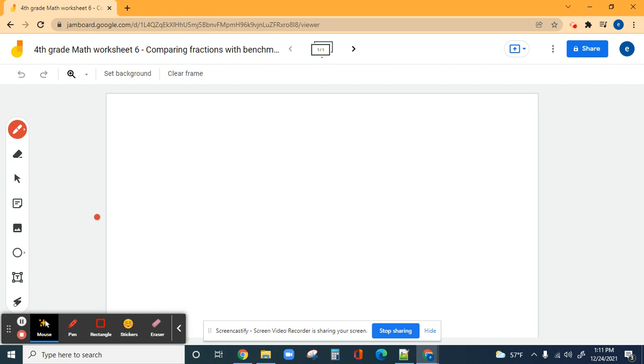We will be finding fractions using benchmarks. The benchmark is 1 by 2, and we're going to be comparing benchmarks with fractions. So the first one is 3 by 8 and 1 by 2. Here, we should not draw 1 by 2 first; we should draw 3 by 8.